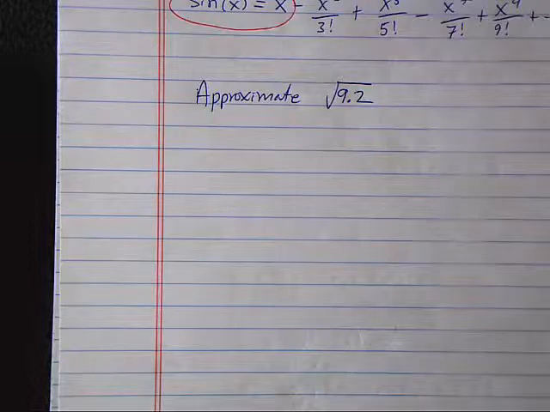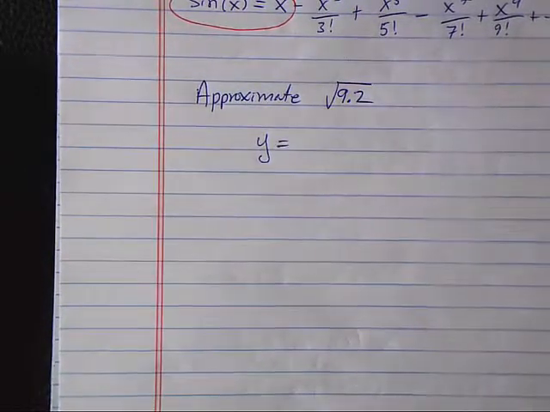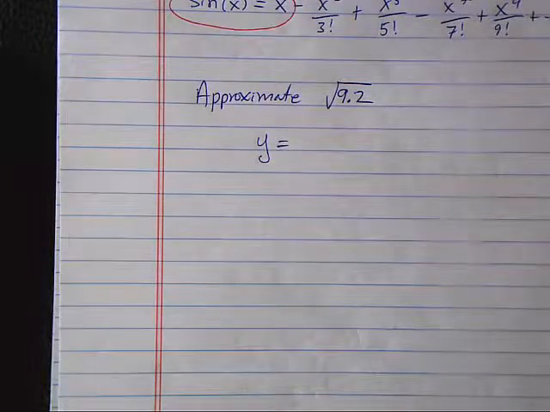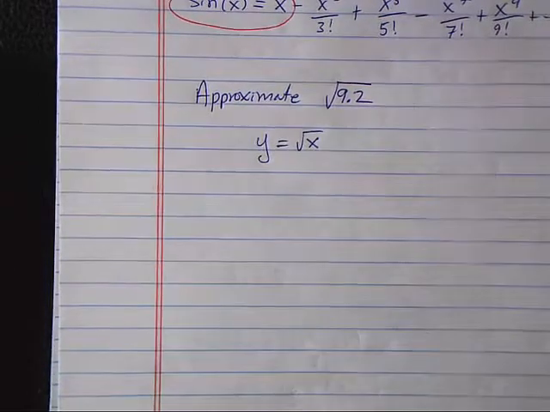All right. If I'm going to approximate the square root of 9.2, and I'm going to use differentials, I need a function. What function should I be working with if I want to estimate the square root of 9.2? What function do I use to approximate the square root of something? The square root function. So there's the function I'm going to use.